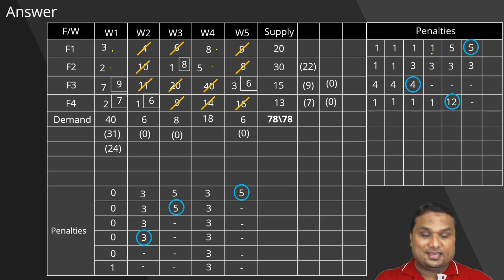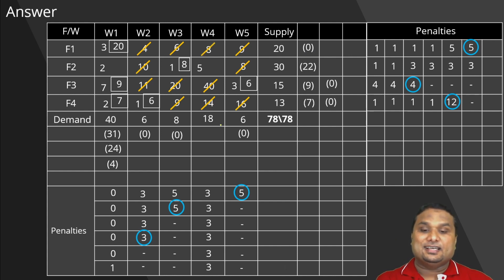We choose this 5. Now give allocation to the lowest value. What is our lowest value? The 3 is our lowest value. So give maximum possible allocation to 3. 24 is the demand and 20 is the supply. So we will be able to serve only 20 units. 20 minus 20, this will become 0. 24 minus 20, this will become 4. So which side got 0? This part got 0. So this 8 got cancelled.